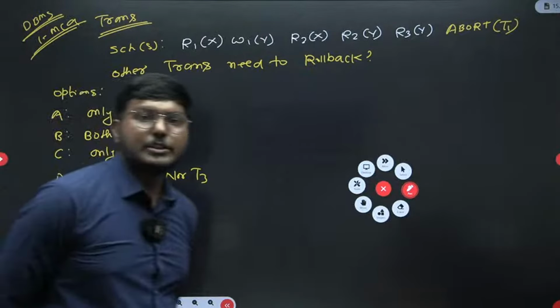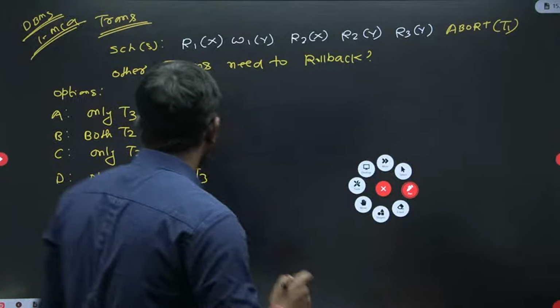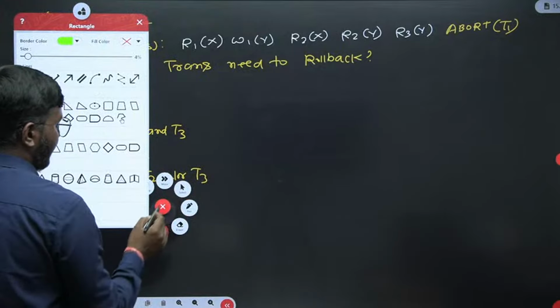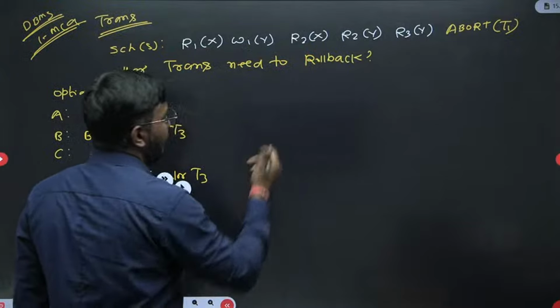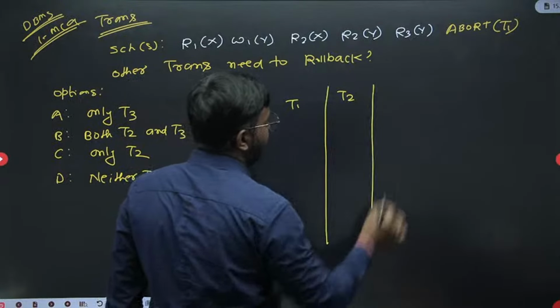Okay. This question is from the cascading rollback topic. Fine. So we have already seen. Let's quickly see here. So how many transactions are given here? 3 transactions are given. Fine. So we are given the 3 transactions: one is our T1 transaction, one is the T2 transaction, one is the T3 transaction.